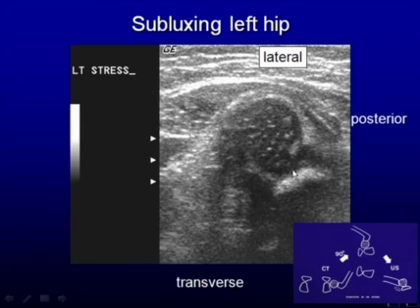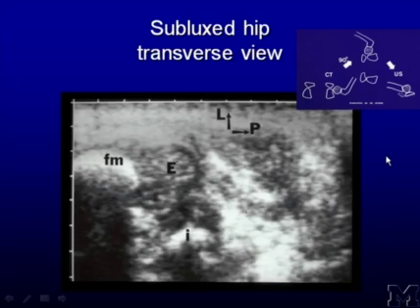This is a hip that's subluxing a little bit, and this head should be down here more, but it's drifting laterally and posteriorly. And this is an older scan. This is the femoral metaphysis. There's the epiphysis. The ischium is here. This head should be way down here, and this is drifting quite a bit laterally and posteriorly.